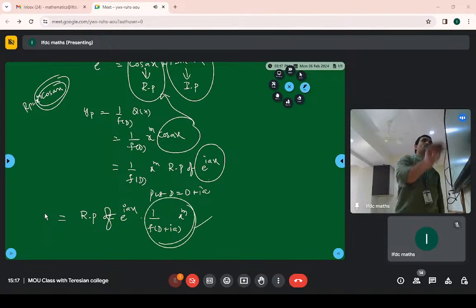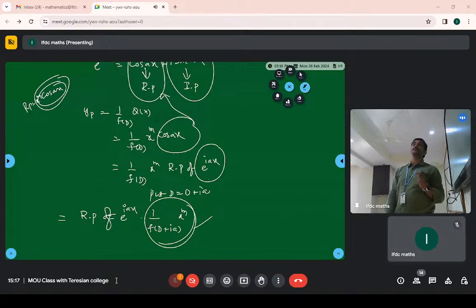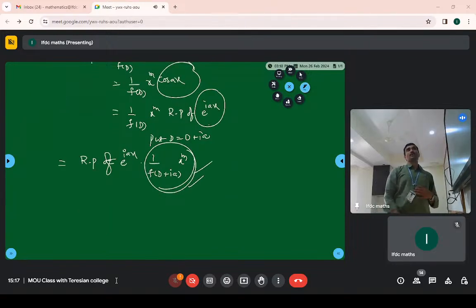Just now I told you the 1 plus D format: (1 plus D) whole power minus 1, (1 minus D) whole power minus 1, (1 plus D) whole power minus 2, (1 minus D) whole power minus 2. By using that condition, we will easily get the required solution of this model.